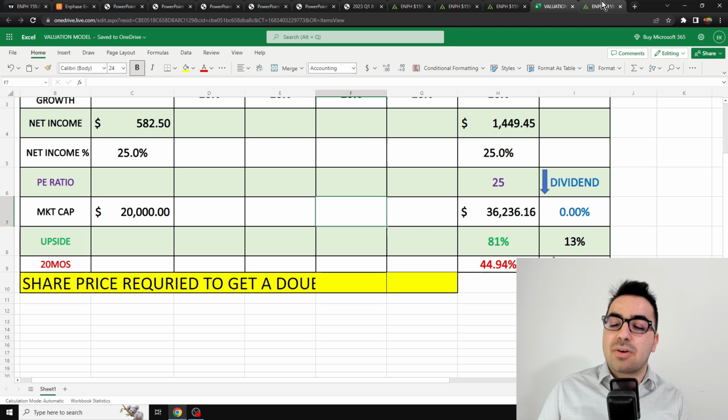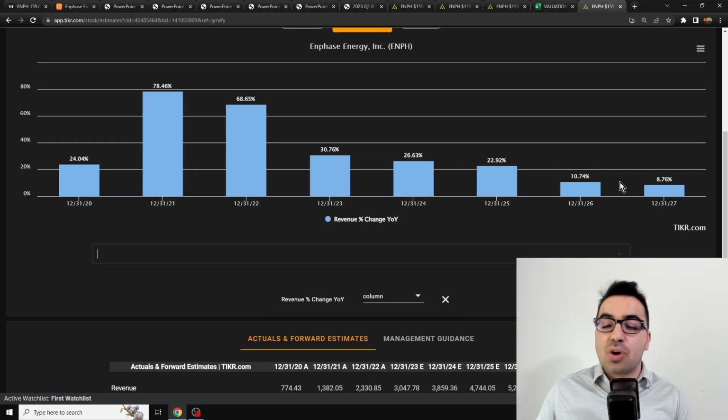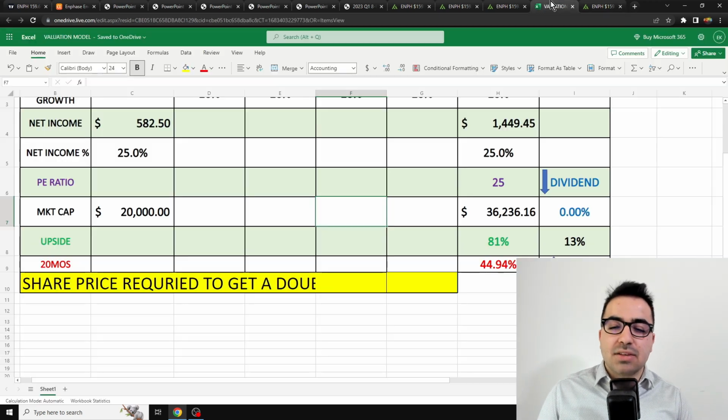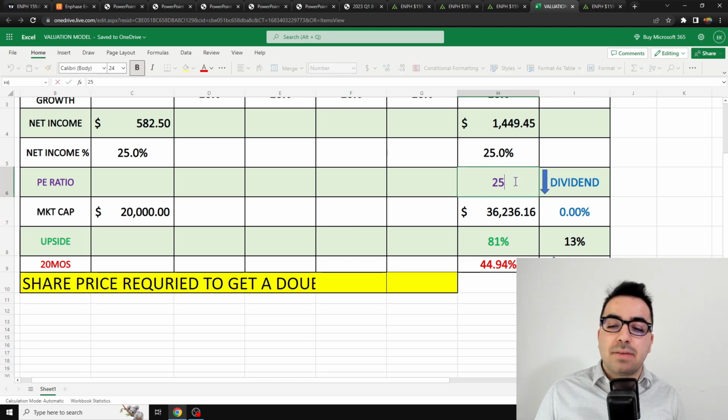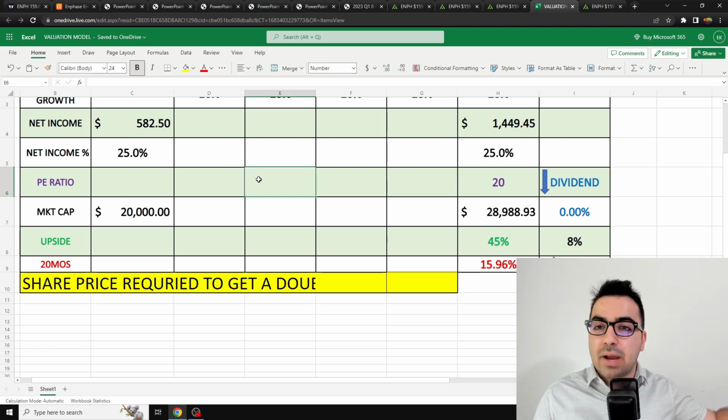But if the analysts are right, and by 2027, Enphase is growing 8 to 10% only every single year, then the PE ratio is not going to be 25 or 30 or 40 or 50. So for me personally, if you use 25 times earnings, which it could trade at, you could get 81% on the upside, or 13% compounded every single year for the next 5 years. But if you made a mistake, if Enphase cannot grow 20%, if something goes wrong and it trades at 20 times earnings 5 years from now, then the upside is only 45% or 8% compounded every single year for the next 5 years.